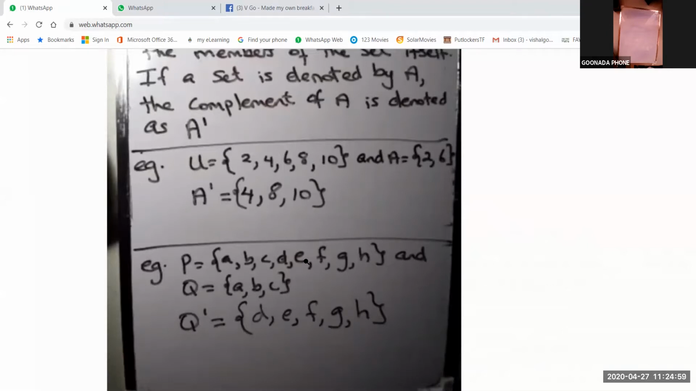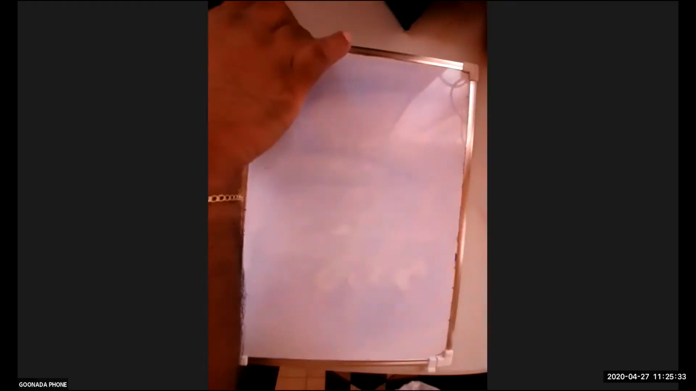Yes, sir. All right. So let's say I tell you all that P is equal to A, B, C, D, E, F, G, H. And I tell you all that Q is equal to A, B, C. Then Q complement will be everything that's outside of Q, which is what remains, which is D, E, F, G, and H, which is what I have here. Any questions so far? Nope. All right. So let's move on to our next subtopic.